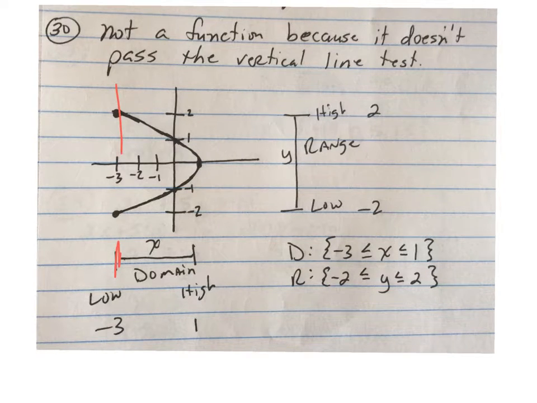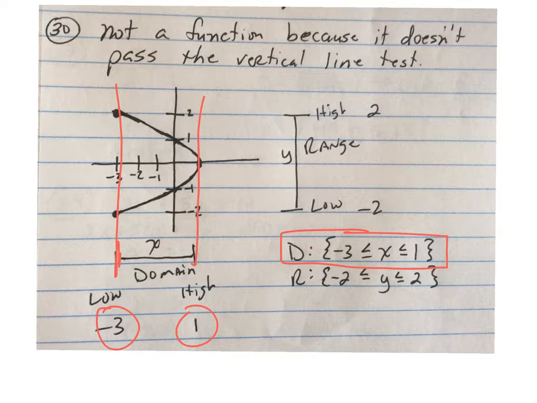Domain. Your domain is from your furthest left to the furthest right. So it's from -3 to +1, and this is how you label your domain. All your x's that are between -3 and 1 and are included because there's no open circles.